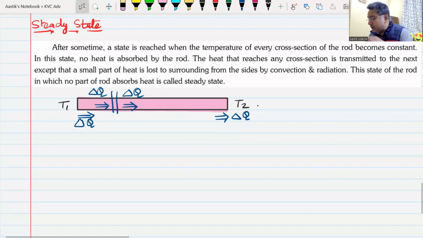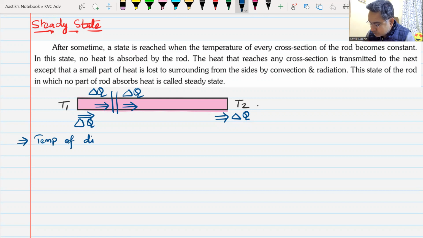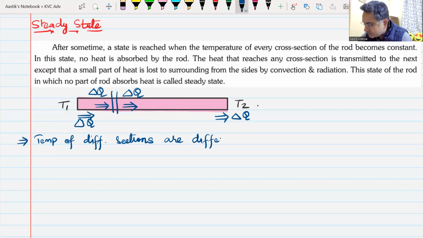So, if we summarize, what do you mean by steady state? What are the points that you remember about steady state? Temperatures of different sections, are they same or are they different? If I take different sections, will the temperature of different sections be same or different? Same, sir. Temperature of different sections are different, because if it becomes same, then heat transfer will not happen.